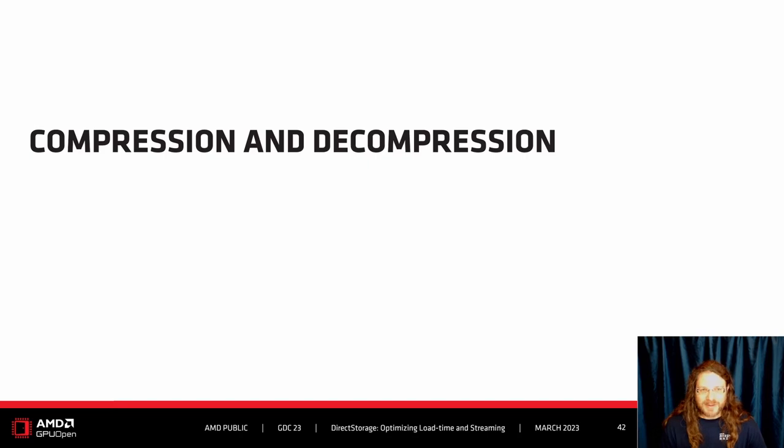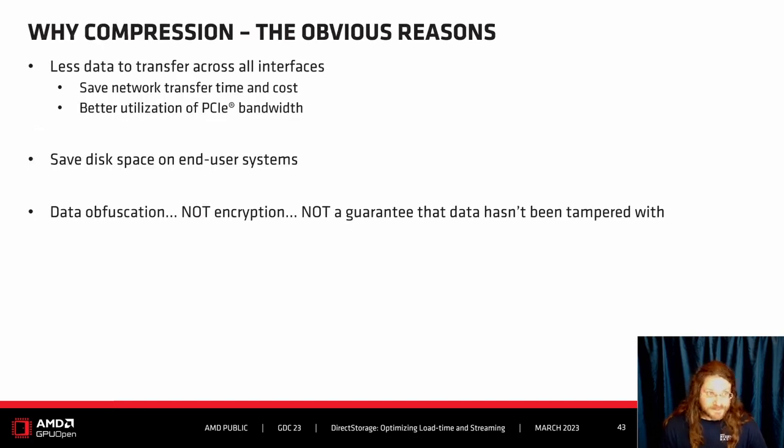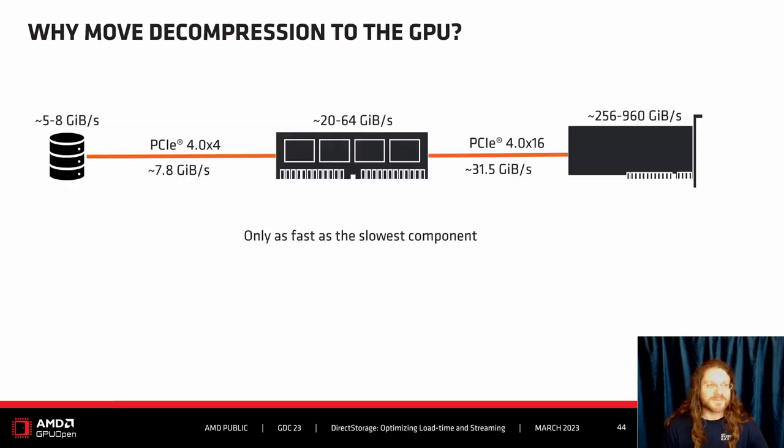So let's talk a little bit about compression and decompression. Let's talk about the obvious reasons though. Less data to transfer across all the interfaces, and that includes the network transfer time, as well as the PCIe bus. It also saves disk space on end user systems. And sometimes it provides a little bit of data obfuscation, and it's important to note, of course, that that is not encryption, and it's not a guarantee that data hasn't been tampered with.